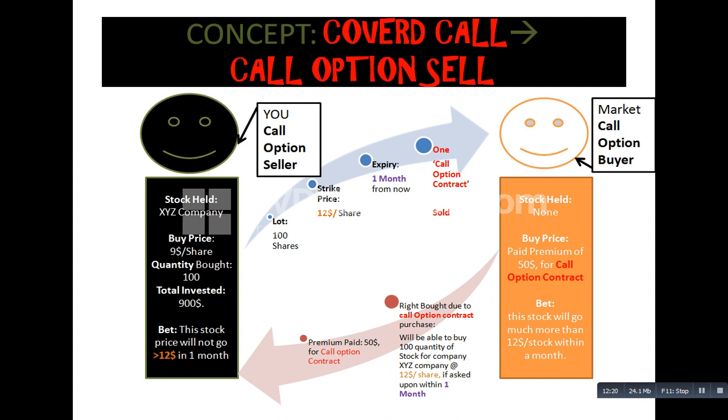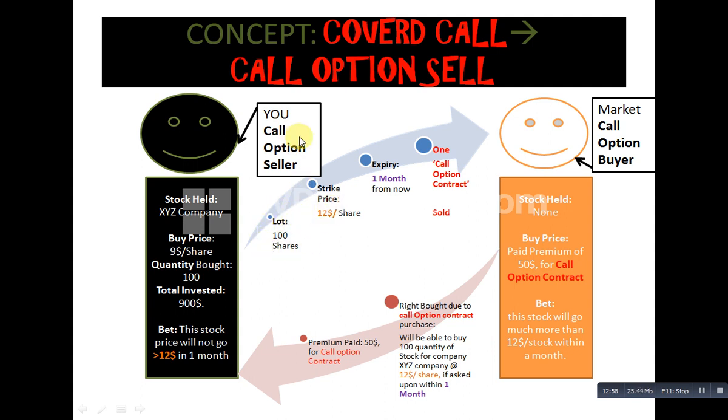Let me recap the last part again. You have bought the share at $9. You have bought 100 shares of XYZ company at $9 a share price, thus investing $900. And you are betting that in the next 1 month, this price might go slightly up, but you are sure that this will definitely not go above about $12, right? That is your bet.